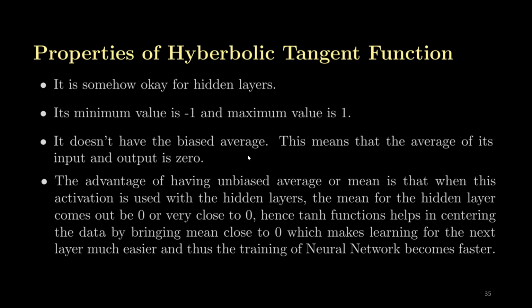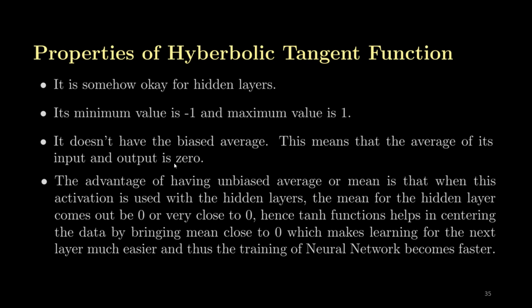If we remember, in the previous lecture we discussed the sigmoid function. The sigmoid function has a biased output average because its minimum value is 0 and maximum value is 1. So if we take the average of 0 and 1, we will get 0.5. But in case of hyperbolic tangent, we have an unbiased average because its minimum value is -1 and its maximum value is +1. Therefore, we get an average value of 0 at the output of the tangent function. Therefore, it has an unbiased average.